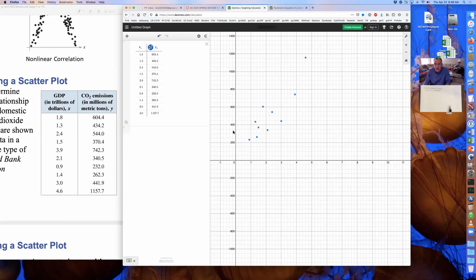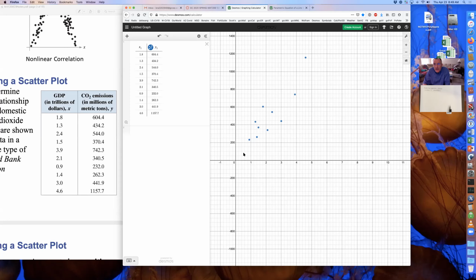Then to plot the points, you do just like you did in your very first math class. You go over the x value, you go up the y value, put a dot, go over the x, up the y, put a dot. And of course, Desmos does that really quickly for you, and everything's nice and neat, and I kind of like that. Questions about making a scatter plot? Yeah, it seems kind of easy. I think you guys have probably done that before.